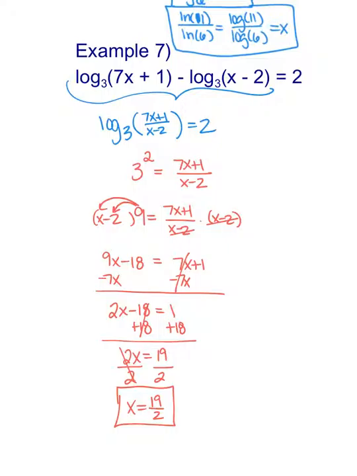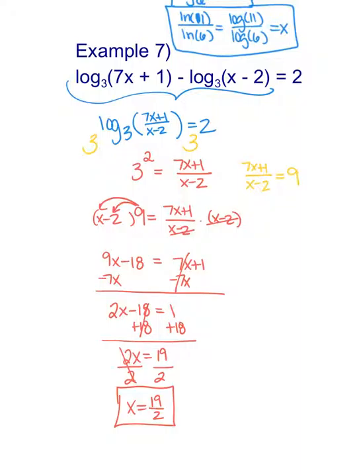Now, the other thing I want to show you here is an alternate solution where you can use your property if you'd like. Since you have log base 3 of an expression equals 2 and you really want to get rid of the logarithm so that I can solve for x, what I could do is just raise both sides using the 3. So what would happen here is the left-hand side would become (7x plus 1) over (x minus 2). And the right-hand side is 3 squared, which is 9.